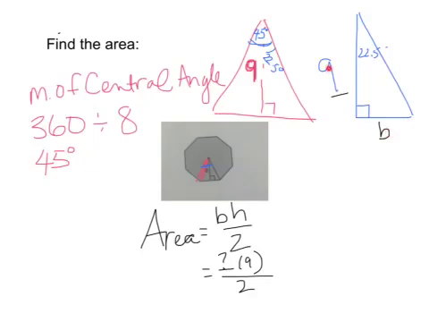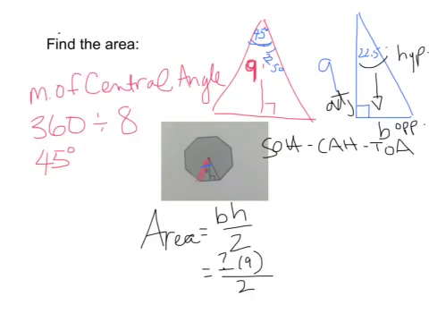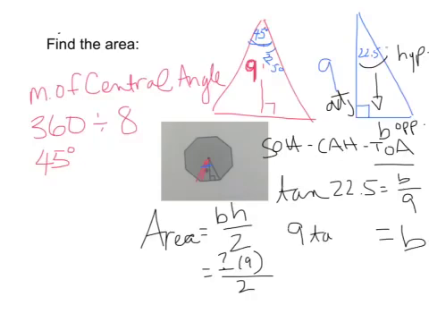And to do that, since I have a side and an angle, I'm looking for another side, I should be using SOHCAHTOA, my trig ratios, right? And so from this angle, B is my opposite, and 9 is my adjacent, because this is my hypotenuse. And so if I have opposite and adjacent, that's TOA. So I'm going to do tangent of 22.5 is equal to my opposite, which is my B, over my adjacent, which is 9. So I know that B is going to be 9 tangent of 22.5.